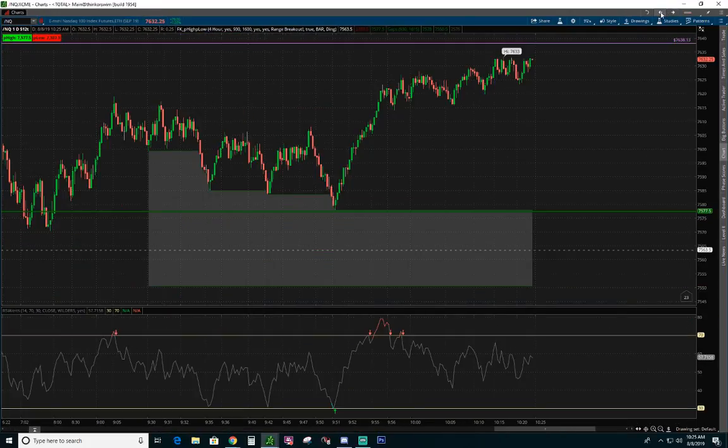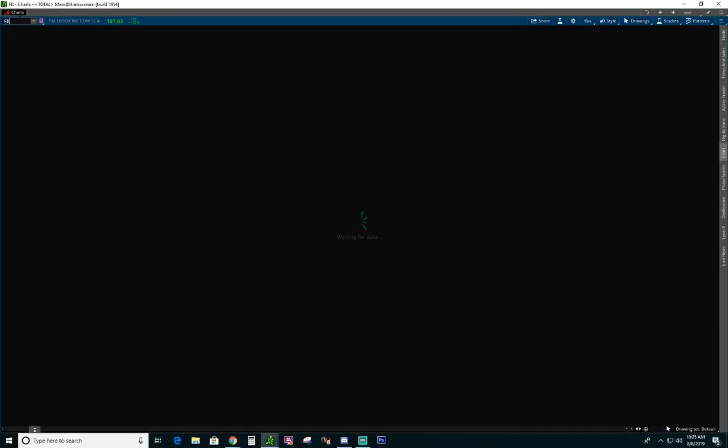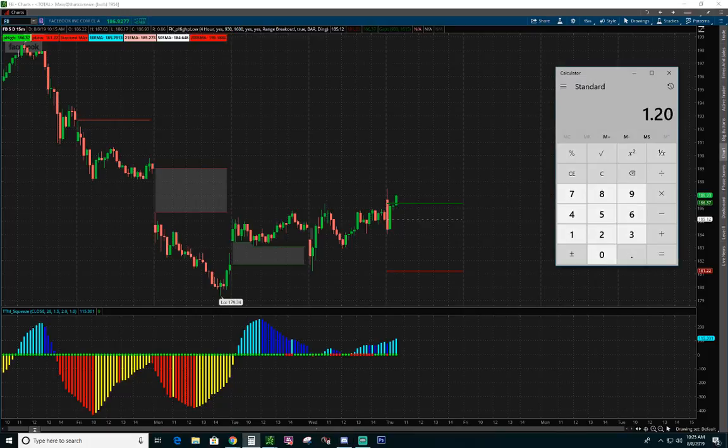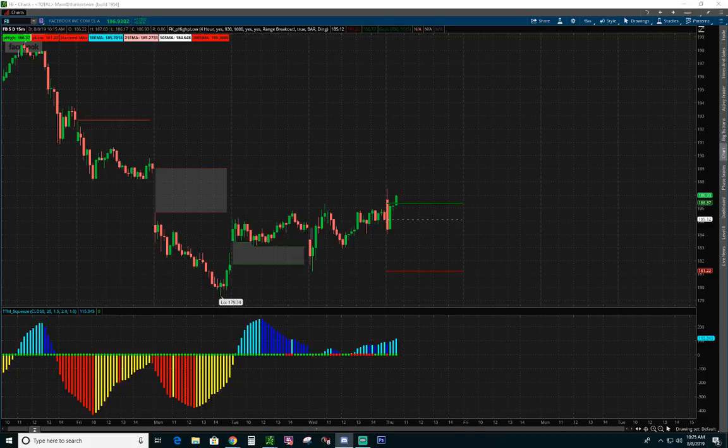There's our NASDAQ. Keep rolling, rolling, rolling. Facebook, yay. Come on, so we're up. We're in there. Here we go. Facebook, 130. We're in at $1.20. We want to take half, so about $1.80. Target $1.80 gives us a 50% return.